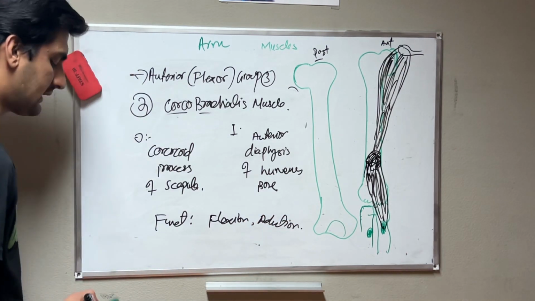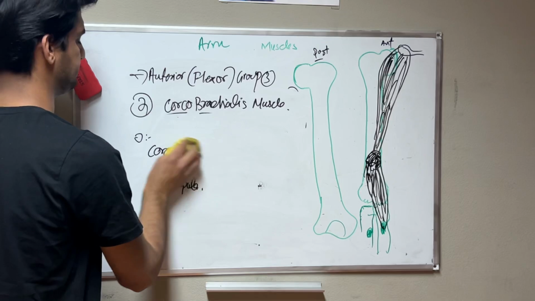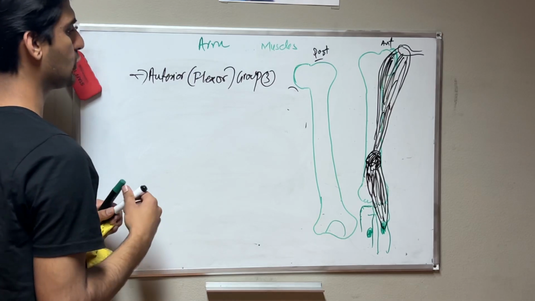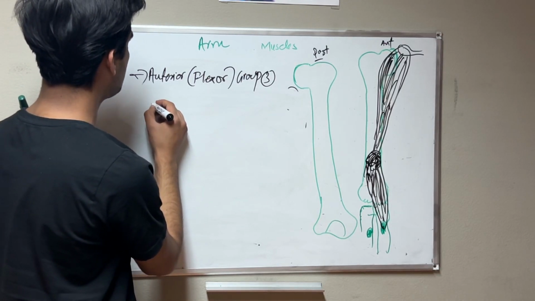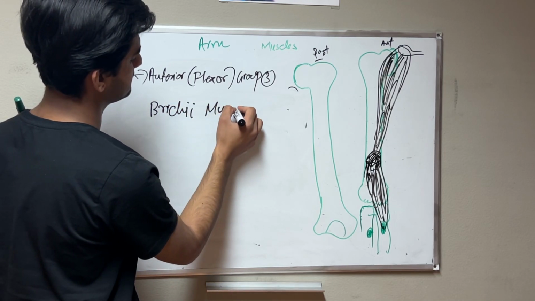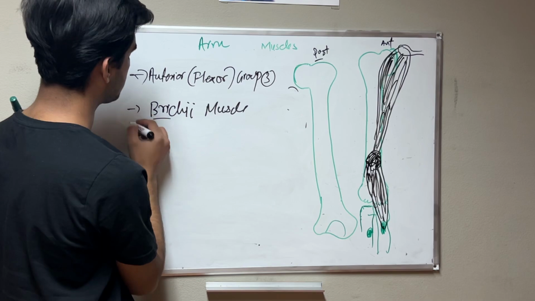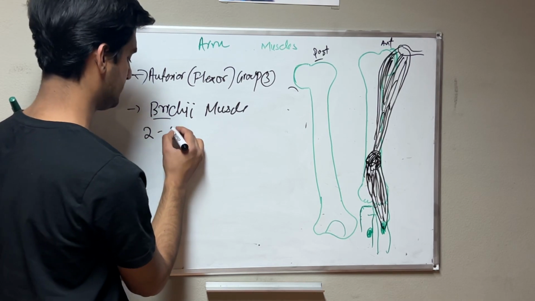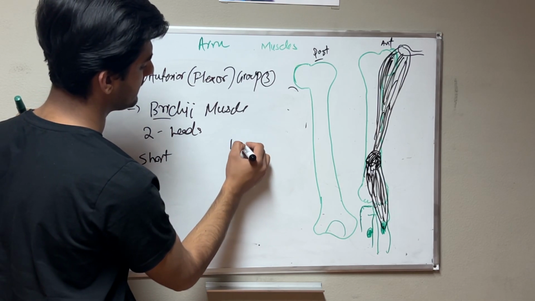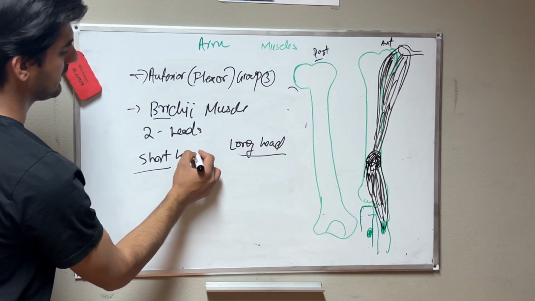Now the third muscle of the anterior group is the biceps brachii muscle. It is in the anterior group, a flexor muscle. Brachii means two heads: one is the short head and the second is the long head. Now I will show the short head and long head of the biceps brachii muscle.